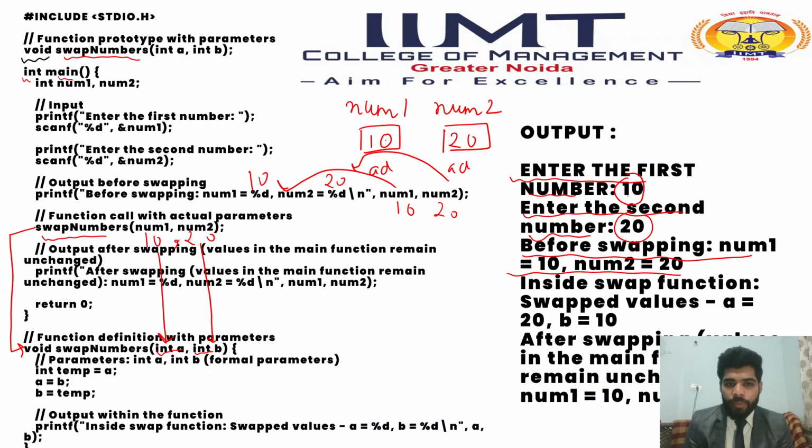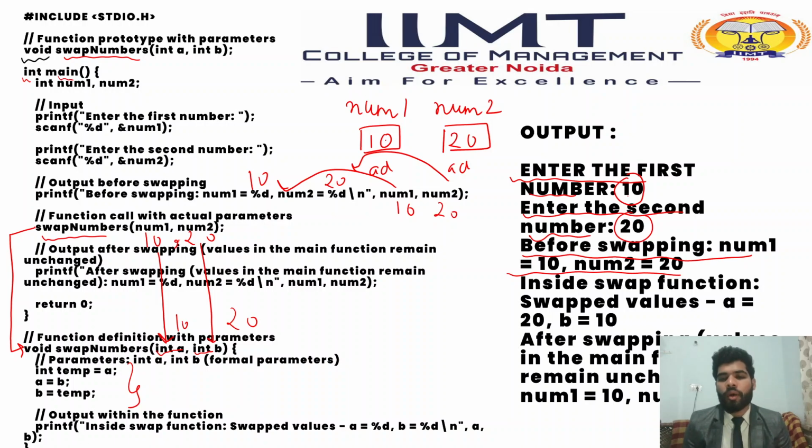These variables are known as formal parameters because they act as placeholders and store the values that are passed to the function. So now they are going to store 10 and 20. This means that we do not have to take input in this function. We have already taken the input in the other function and then passed those values to this function. So in this function we are performing swapping.